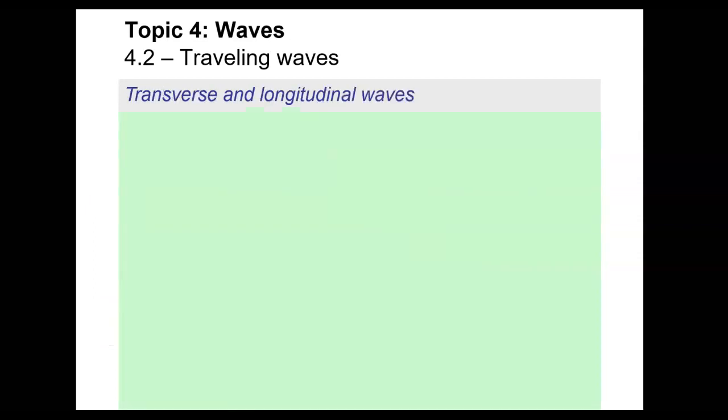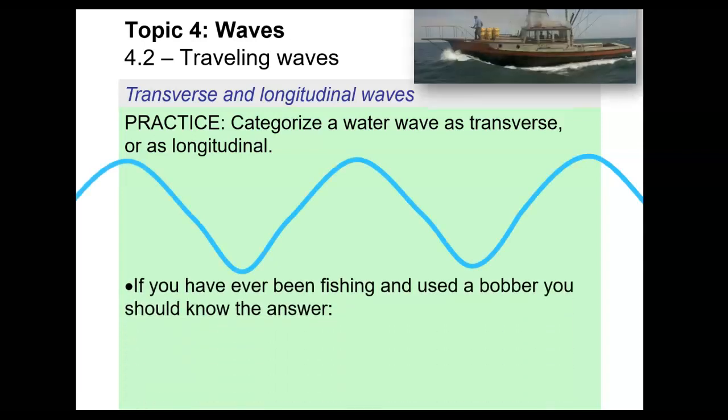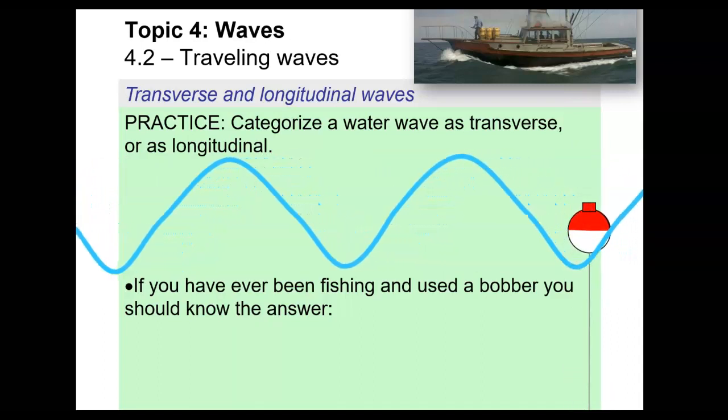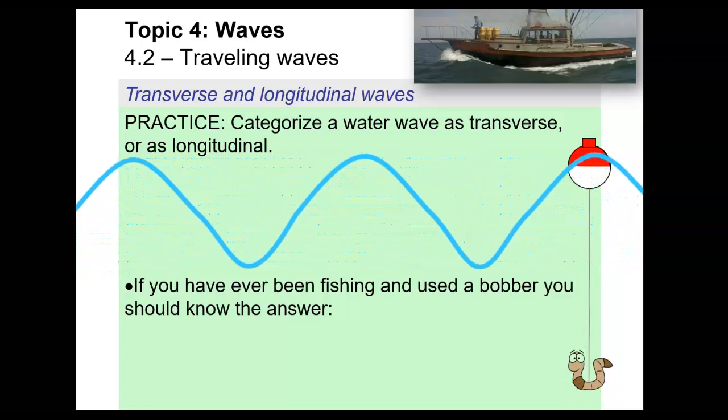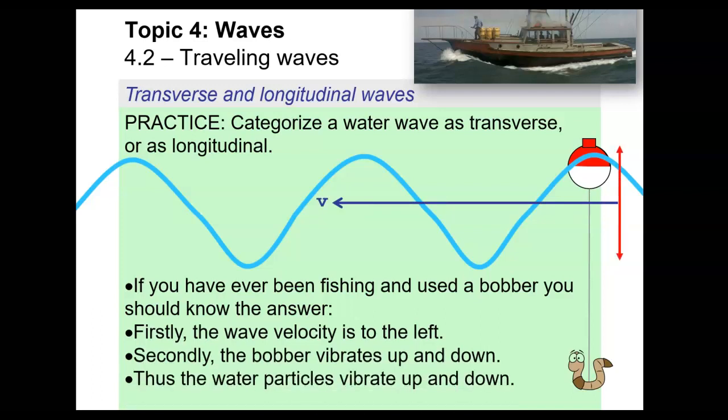All right, so moving on: categorize a water wave as transverse or longitudinal. Well, if you've ever been fishing and you used a bobber, then you probably saw the bobber moving up and down. And the reason for that is water waves are transverse waves. The wave moves one way. The particles making up the wave, in this case the water particles, are moving up and down, perpendicular to the direction of wave motion.